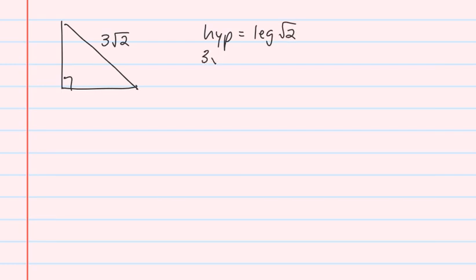If instead for a 45-45-90 right triangle you are given the hypotenuse, let's say that it is 3 radical 2. What you do is you have your hypotenuse equals leg times radical 2. Fill in what you have: 3 radical 2 equals leg times radical 2. Divide each side by radical 2, and your leg is equal to 3.